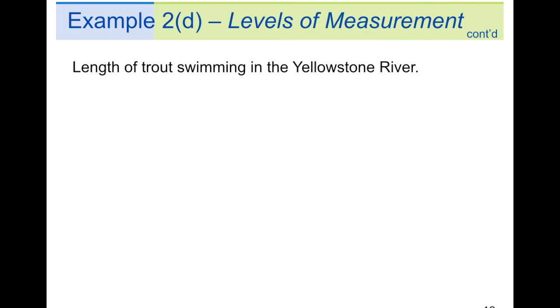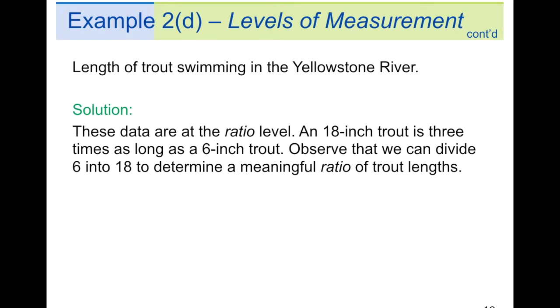Length of trout swimming in the Yellowstone River. This one, same thing, any decimal can work, so it's definitely at least interval because it's continuous. However, if it's 0, then you have no length. So then you're going to be dealing with a ratio. Also, if you have a 6-inch and an 18-inch, the 18-inch is 3 times as big as the 6-inch.